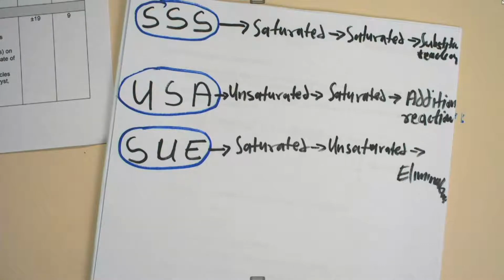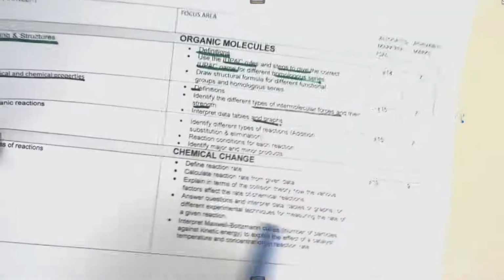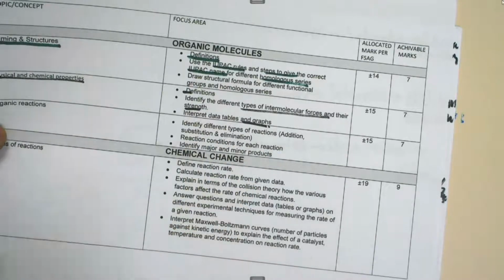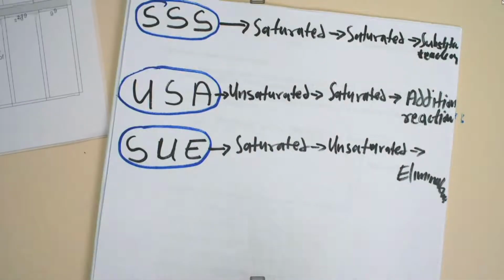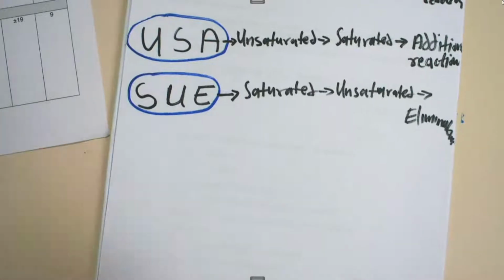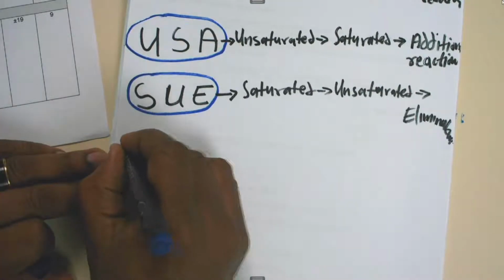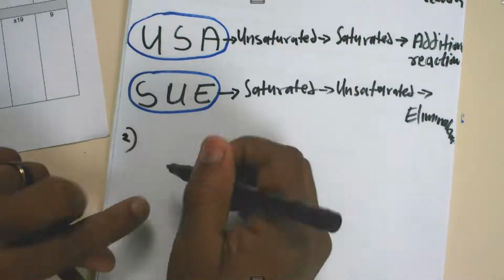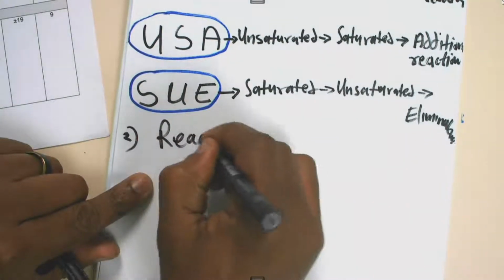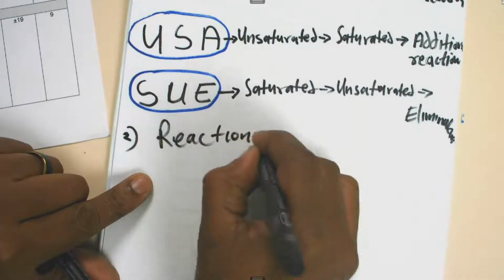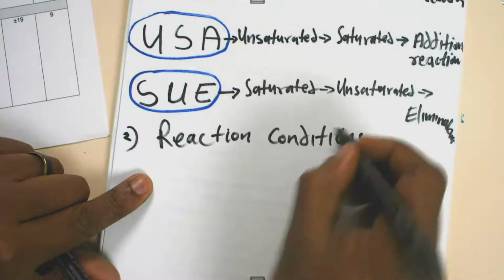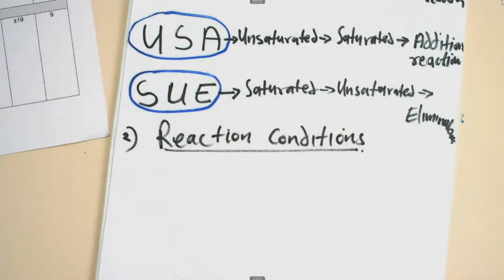Further on, it says provide or give reaction conditions for each reaction. That is where we lose more marks as well. So I will write it as number 2, and then I will say reaction conditions. We lose a lot of marks here as well.